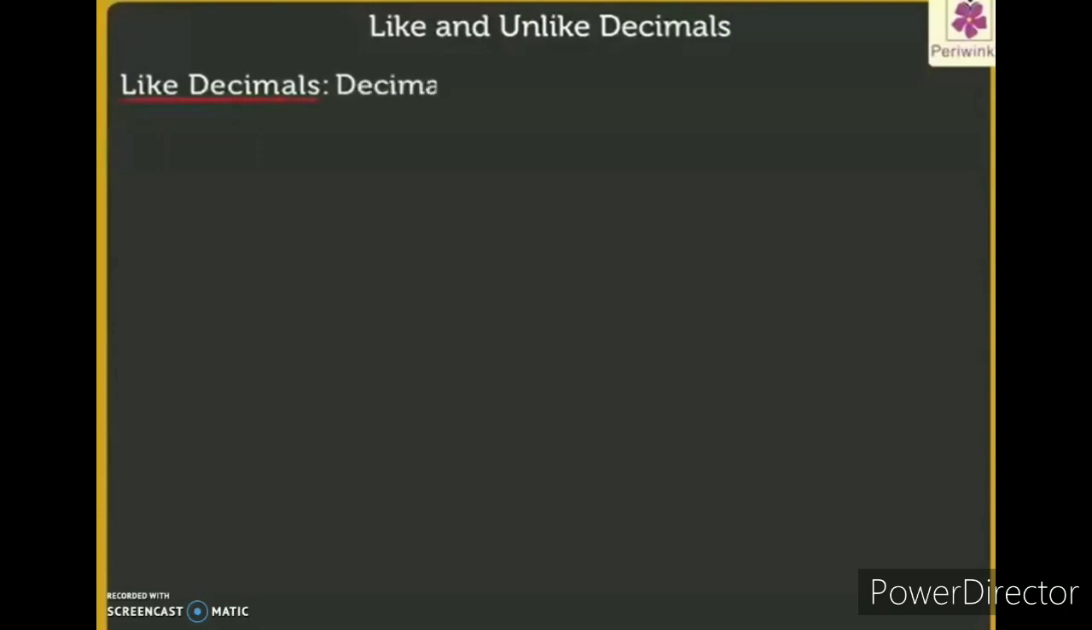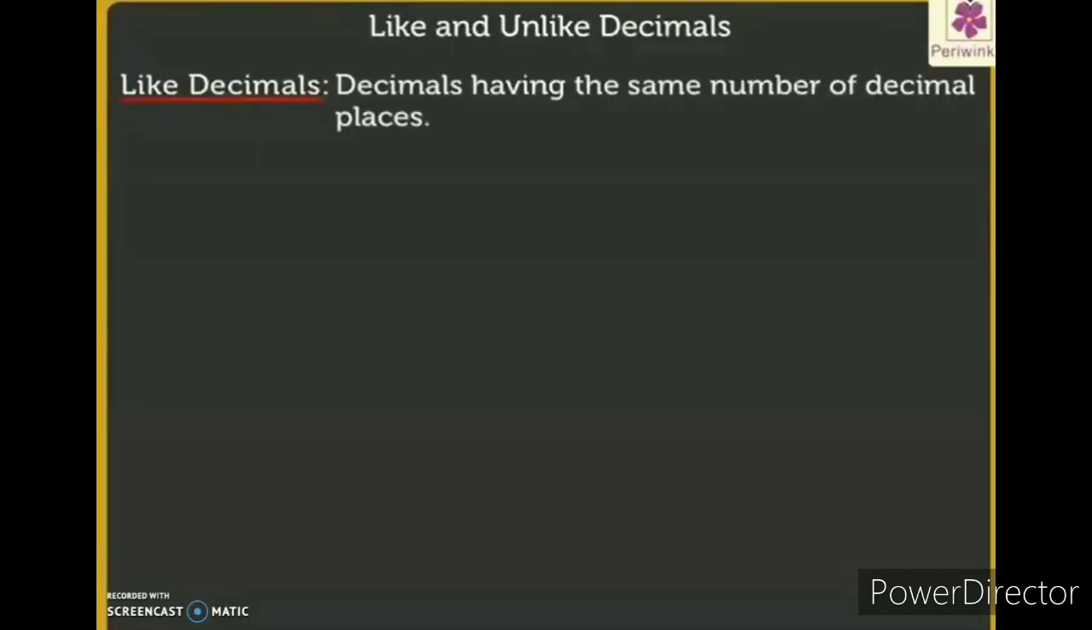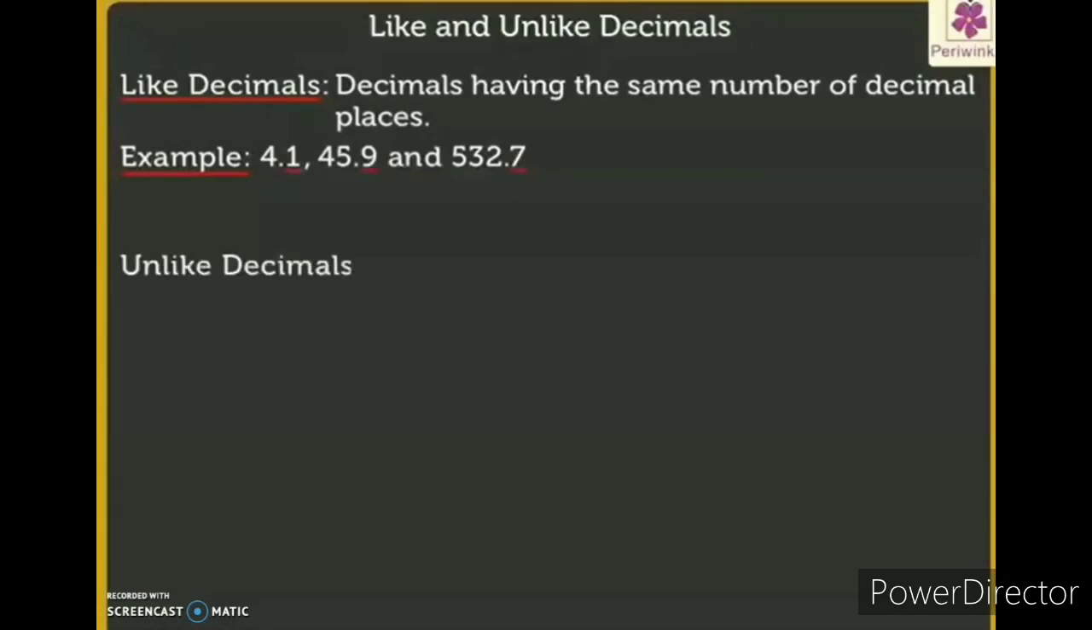Now, children, let's move on to like and unlike decimals. What do you mean by like decimals, children? The decimals having the same number of decimal places are called like decimals. For example, 4.1, 45.9 and 532.7 are all like decimals, as after the decimal point they have only one place.